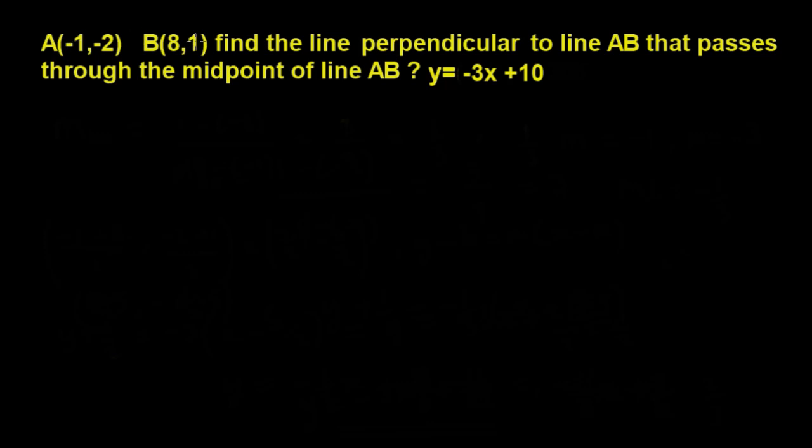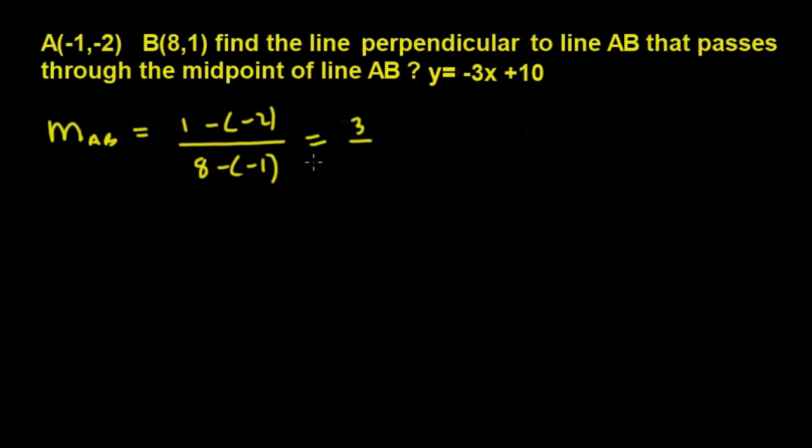We've got two points on a line, so we can find the gradient of that line. The gradient of the line AB is going to equal y2 minus y1, which is 1 minus minus 2, divided by x2 minus x1, which is 8 minus minus 1. So that's 3 upon 9, which is equal to 1 upon 3.